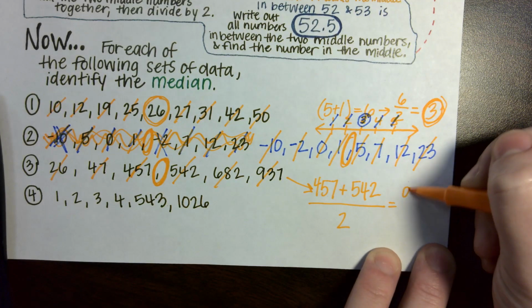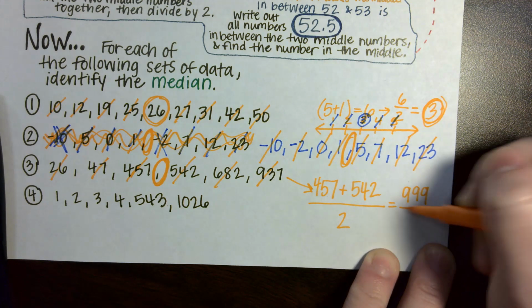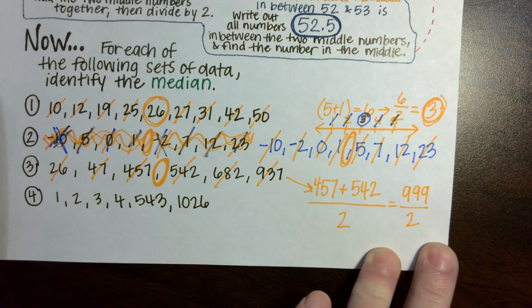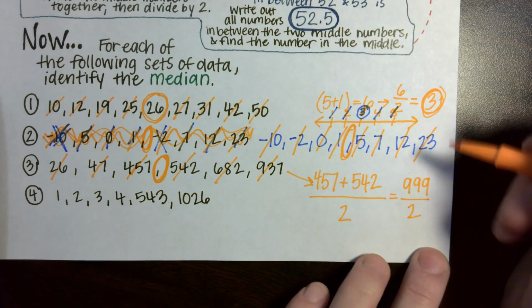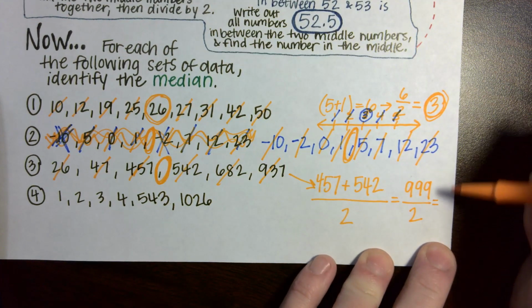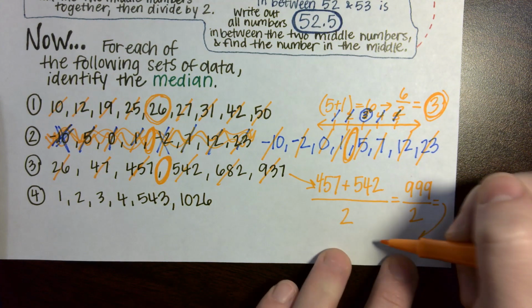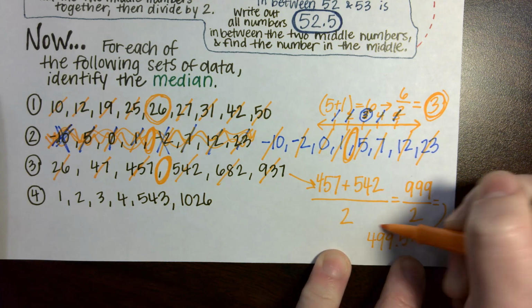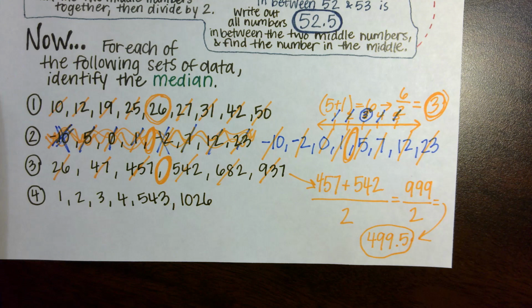Yep. 999 divided by 2 is 499.5. Y'all get that? Yes, ma'am. Good. So that's our median, 499.5 for number 3.